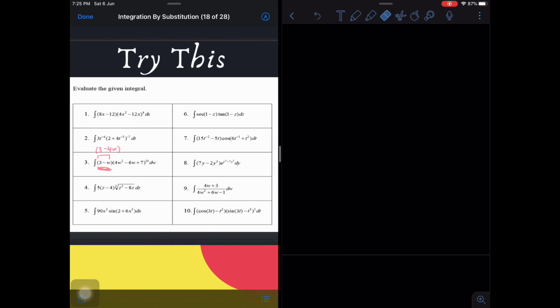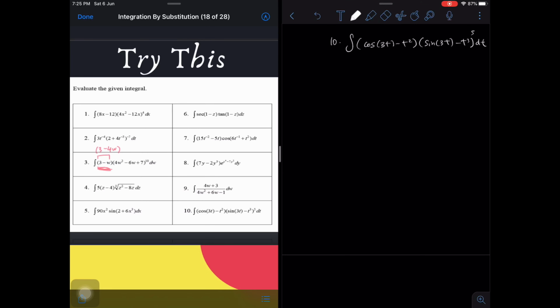Okay guys, so now we see the last question, number 10. You need to integrate, in the bracket, cos 3t minus t to the power of 2 times sine 3t minus t to the power of 3, all to the power of 5, dt.